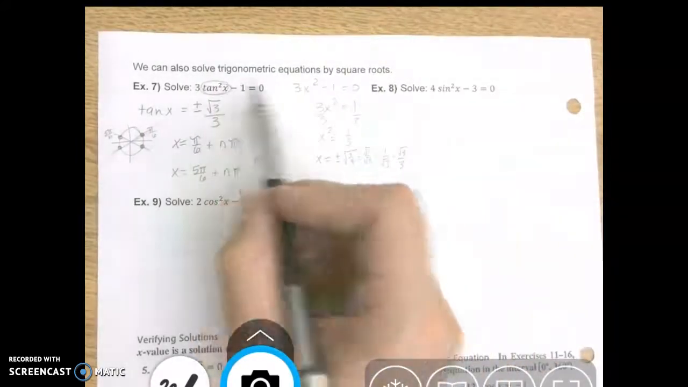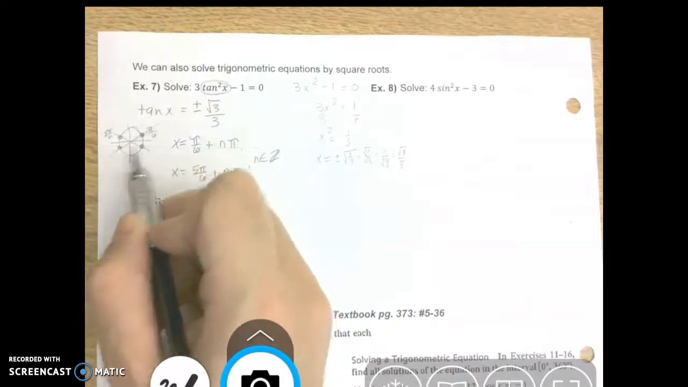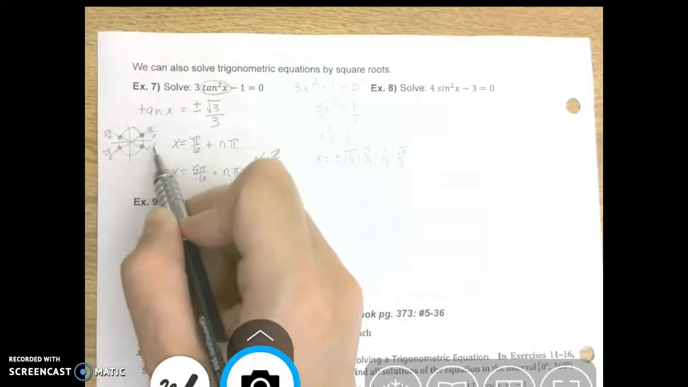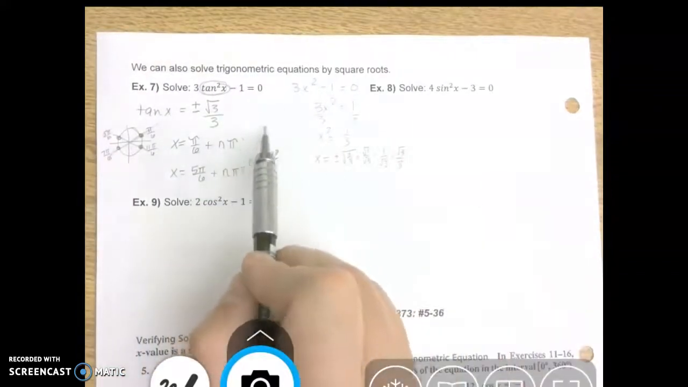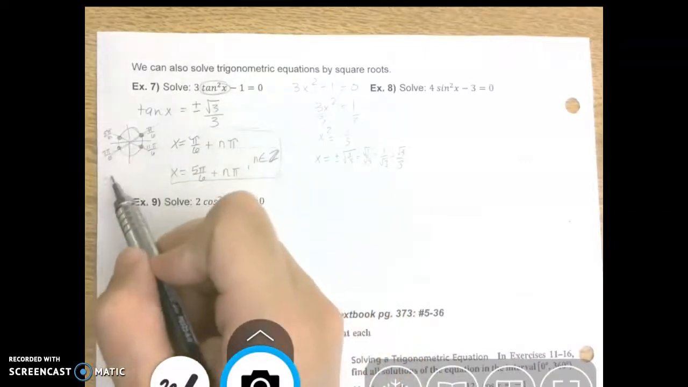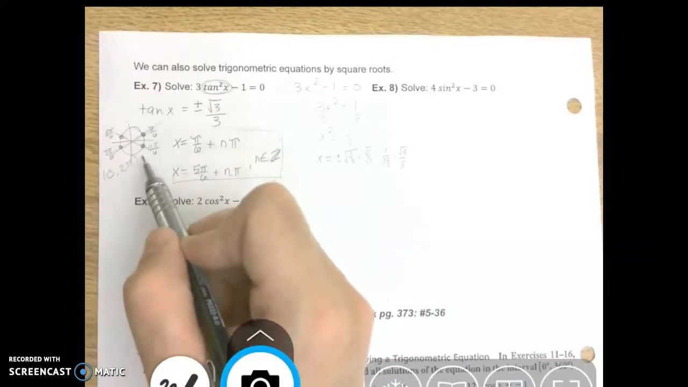If I'm listing out all the angles between 0 and 360, then I would list out all 4 of these, 7 pi over 6 and 11 pi over 6. So the difference is, if I want all solutions, I list out the equations. If it's just saying from 0 to 2 pi, then I would list out all 4.